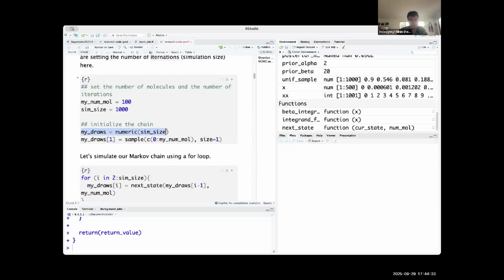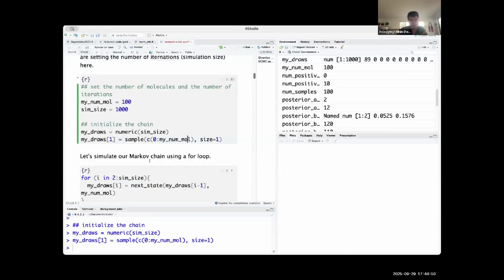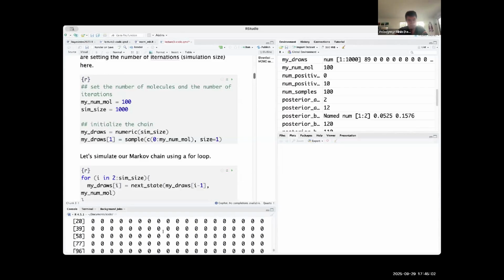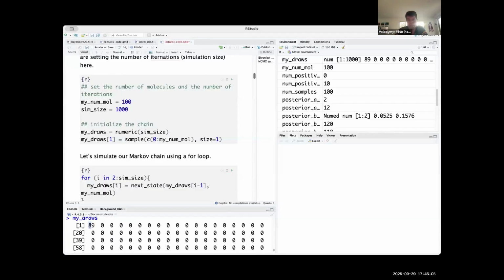I'm going to allocate space by allocating a numeric vector of size 1,000. And then I'm going to put in the first element a random sample of numbers between 0 and n. I'm just going to draw a number and say, okay, this is my initial configuration. If you look at my draws, this is a vector with all zeros, except the first element, which is some random number. It actually ended up being 89. So this is my initial system, right?